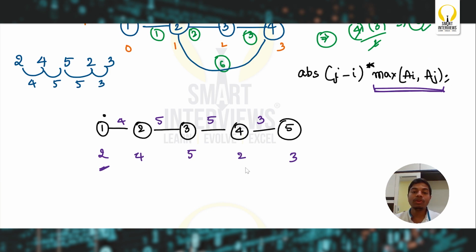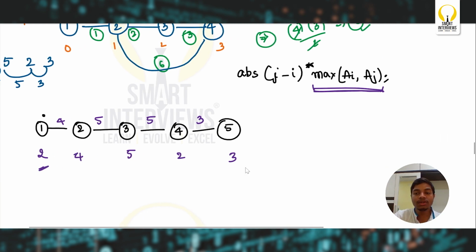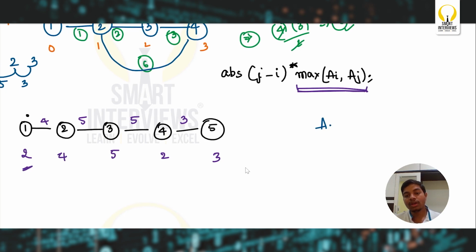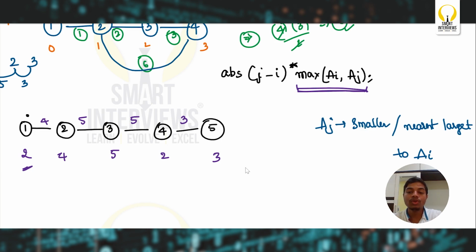So we went with the logic saying that a of j should be smaller or nearest larger to a of i. Making sense, right? A of j should be smaller, or else it may be equal, or else the nearest larger, the largest value which is very near to a of i. With this we can simply get a value that is nearest to a of i.